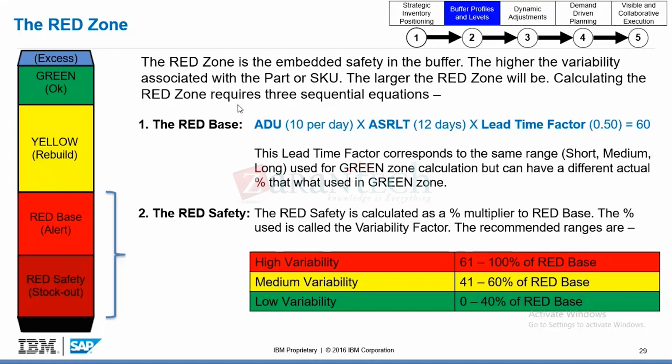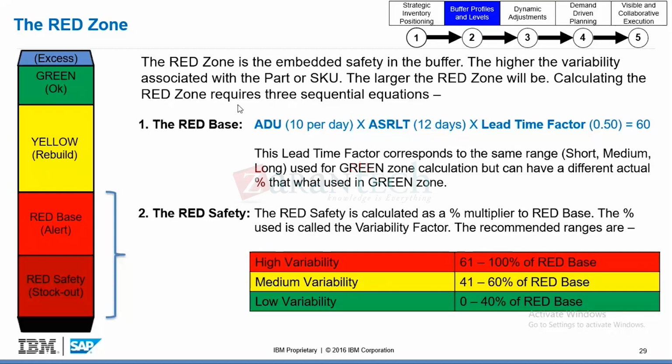And this lead time factor corresponds to the same range. Short, medium use for green zone, same, but can have a different actual percentage of what green zone had used. And the red safety is calculated as a percentage multiplier of the red base. So red base is 60. That is called a variability factor.